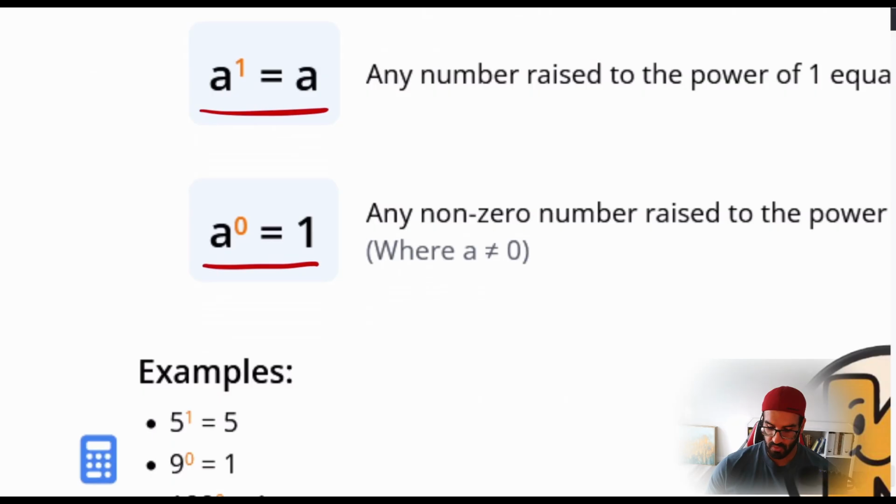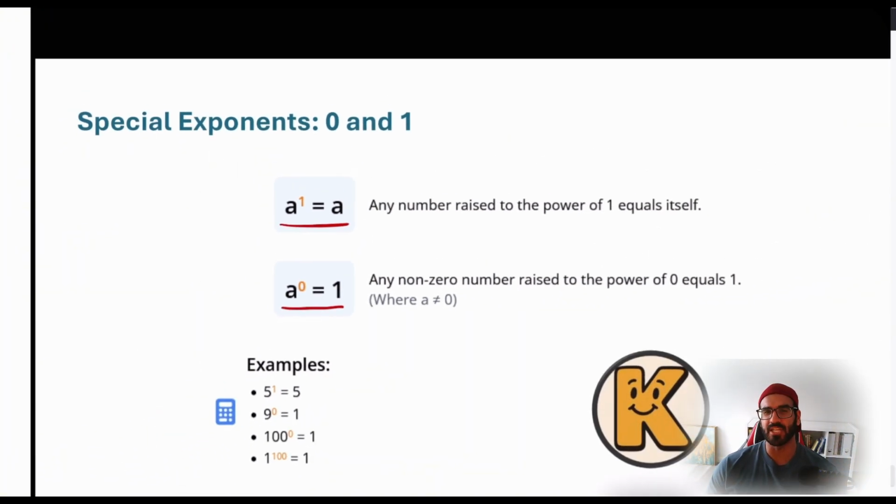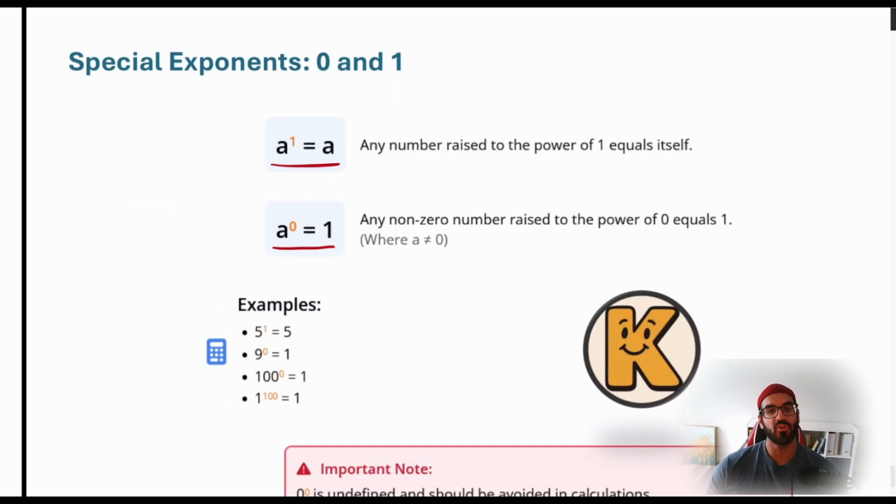On the other hand, we have another interesting rule: A to the power of 0 is 1. Maybe some of you would say, what does that mean? I don't get it. First of all, this is a rule. Remember that. But for those of you who are curious why A to the power of 0 is equal to 1, let me give you an example.